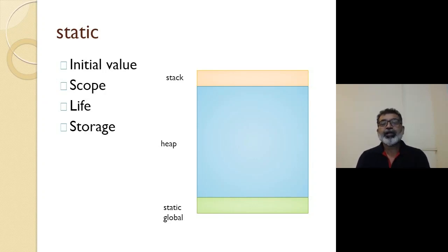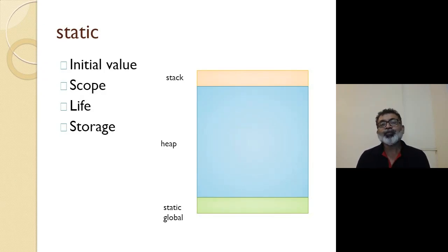There is a fourth one called static. What is the static variable? Static is the keyword. So if you write static int, then memory is not allocated from the stack portion of the data segment, but there is a bottom portion called static and global. From there memory is allocated. What is the initial value? A static variable is initialized to 0. So the initial value is 0.